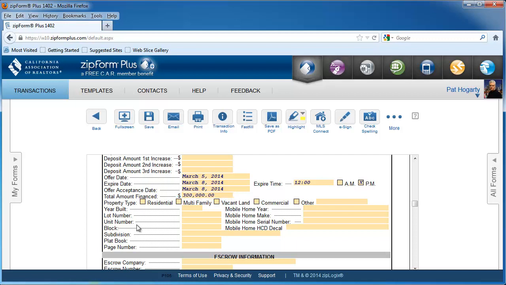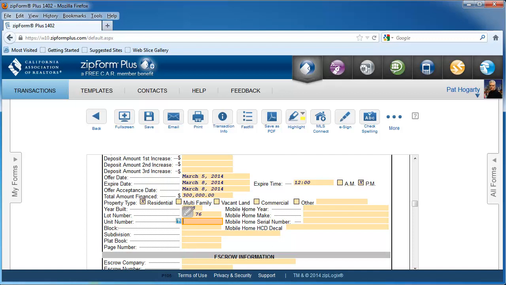Okay. Then we check that this is a residential property, year built. Year built you can get from the property profile or from the title company. So we'll just say that the year that it was built was 1978. And a couple other pieces of information here that you can get from the property profile would be the lot number, like lot 76, unit number, block number, subdivision. All of this you could get right directly off of the property profile.